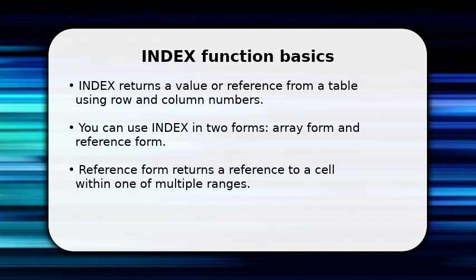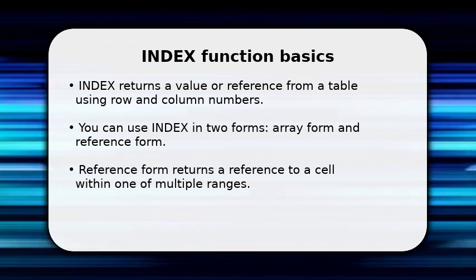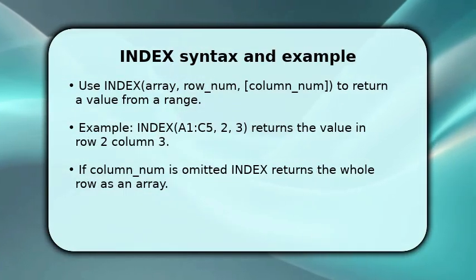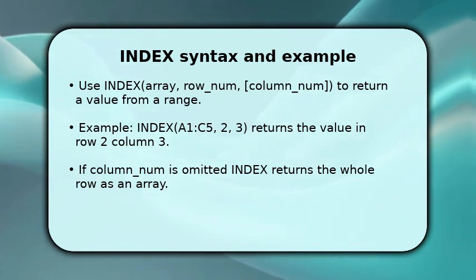We will practice simple examples with typed cell ranges and named ranges. Start with the array form syntax: INDEX(array, row_num, column_num). Use array arguments like A1:C5, or a named range called Sales. Example: INDEX(A1:C5, 2, 3) returns the value in row 2, column 3.